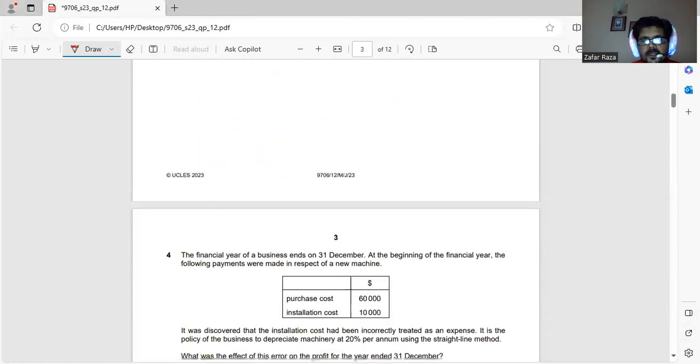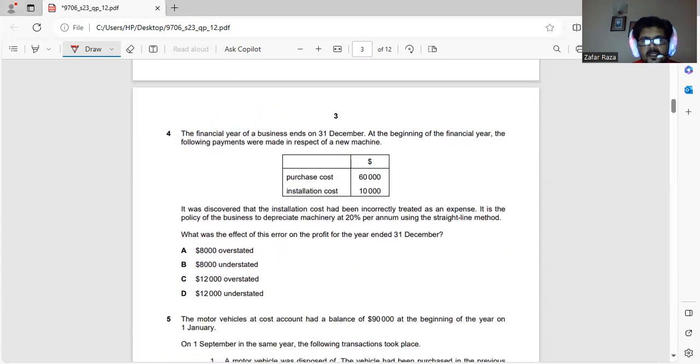Now come to number 4. The financial year of a business ends on 31st December. At the beginning of the financial year, the following payments were made in respect of a new machine. Purchase cost 60,000, installation cost 10,000. Both are capital expenditures. It was discovered that the installation cost has been incorrectly treated as an expense. It is a policy of the business to depreciate machinery at 20% per annum using the straight line method. What was the effect of this error on the profit for the year ended 31st December 2021?